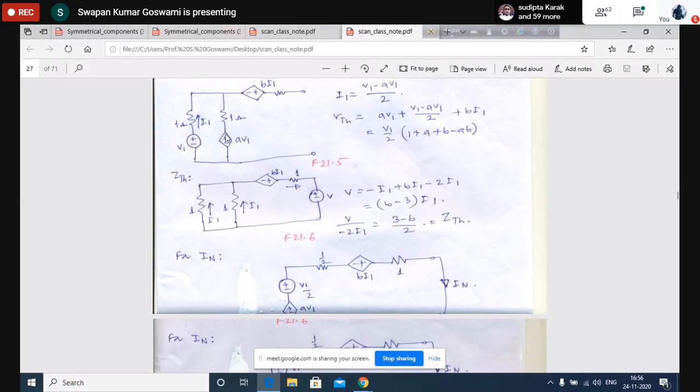Okay, because this is a dependent voltage source, but it is dependent on an independent voltage source. So since the independent voltage source has to be made 0, this dependent voltage source here is also becoming 0. Okay.